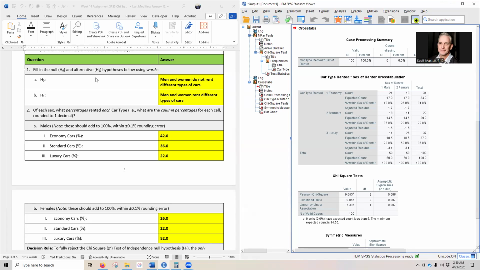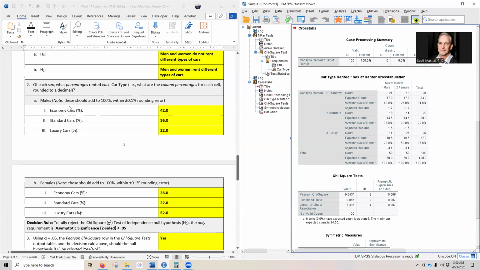So I said men and women do not rent different types of cars. The alternative is the opposite of that. So men and women do rent different types of cars. So some version of that. All right, so of each sex, what percentage rented each car type? So let's take a look at what we get here for our crosstab.